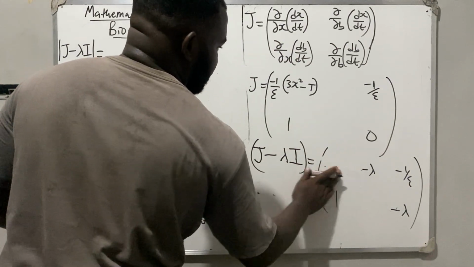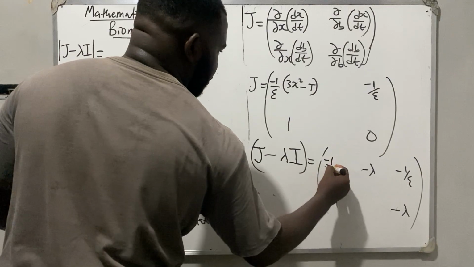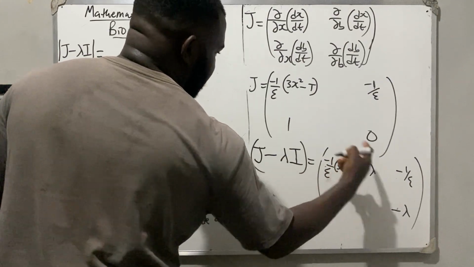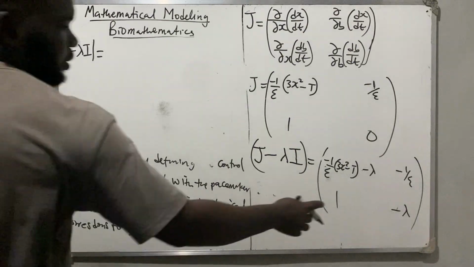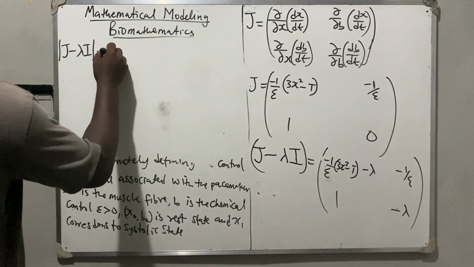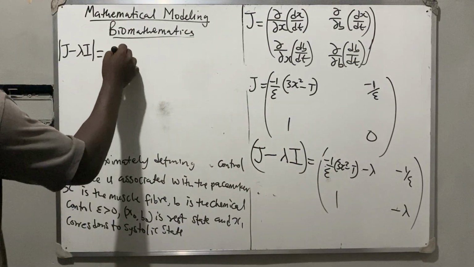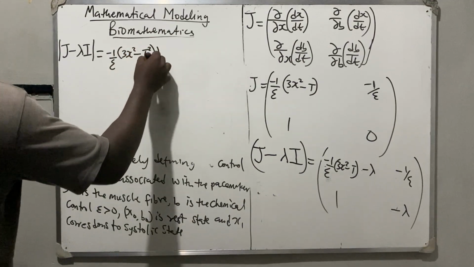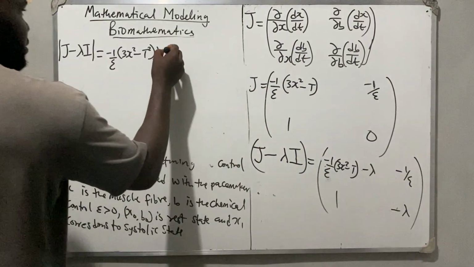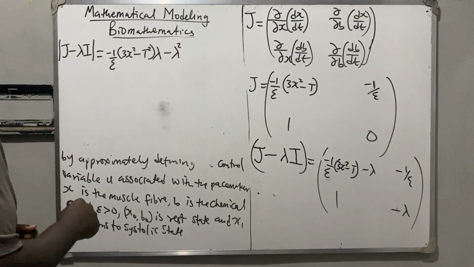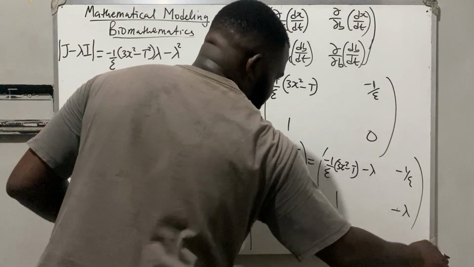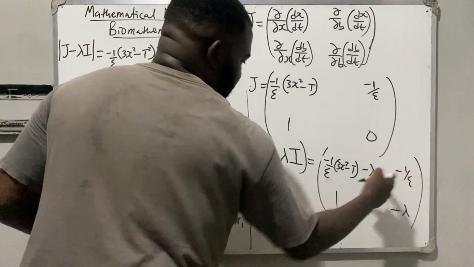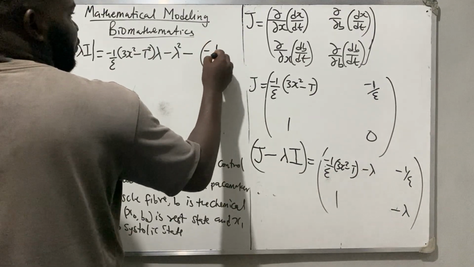So it will now look like minus 1 over epsilon into 3x squared minus t, then minus lambda. So this times this will give us minus 1 over epsilon into 3x squared minus t squared lambda. Then this times this will give us minus lambda squared. Okay? And that is cross multiply. So minus, then this times this will give us minus 1 over epsilon.